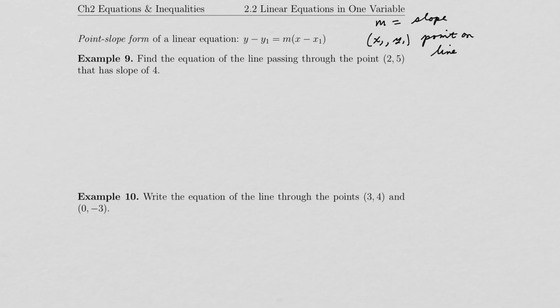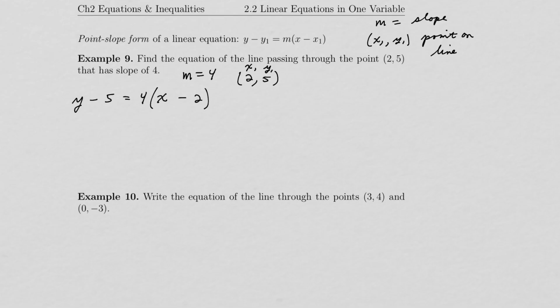Okay, so this can be useful when trying to find the equation of a line. So in other words, let's do example 9 here. Find the equation of a line passing through the point 2, 5, which has a slope of 4. So they're giving us some information, right? They're telling us the slope is 4, and it passes through this point. So they're giving us an x1, y1, right? This x1 is a 2, and the y1 is a 5 in this case. So now if we put this into the point-slope form, I have y minus y1, which is 5, equals the slope 4 times x minus x1, which is 2.